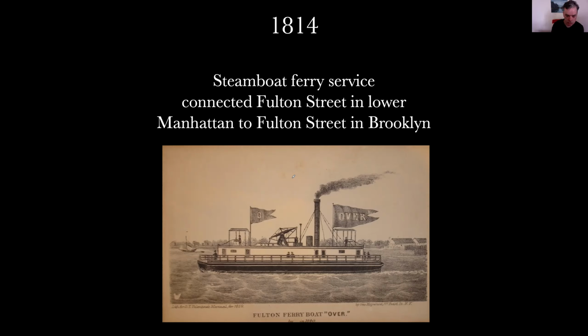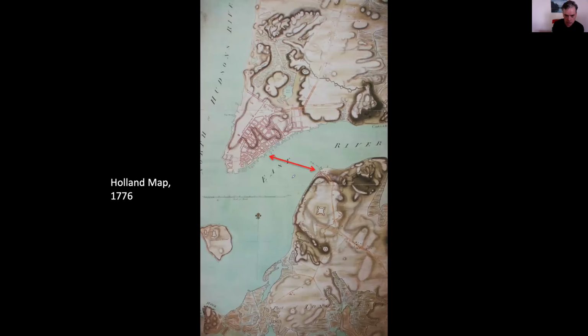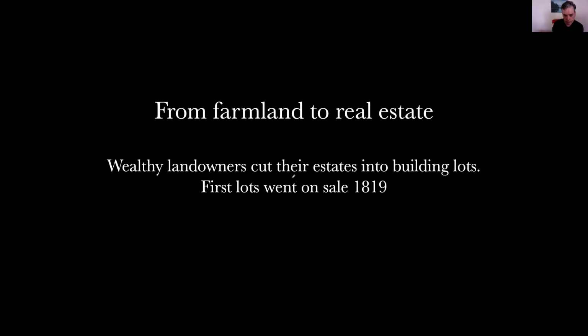And so this made commuting back and forth from Brooklyn much quicker and much more possible. So it created a demand for development in Brooklyn. This is, of course, far before the Brooklyn Bridge, which we've already talked about. So this is just showing you the path of the ferry from Fulton Street in Manhattan to Fulton Street in Brooklyn.